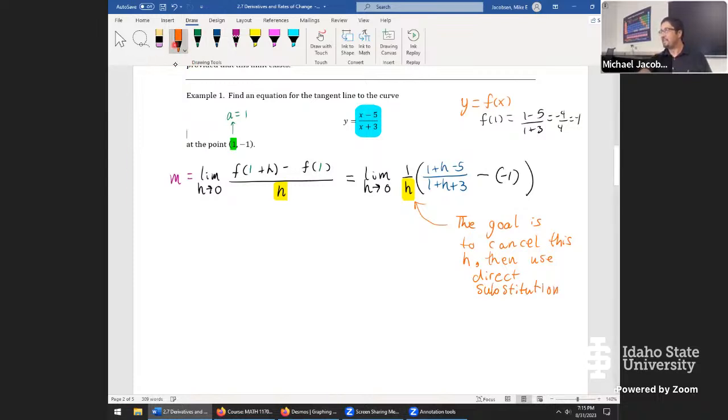So let's give it a try then. This one's not so bad because when we plugged in 1 plus h and the 1 right here, there's not a lot of variables. It's just the variable h we have to deal with. So maybe first thing, let's simplify that fraction.